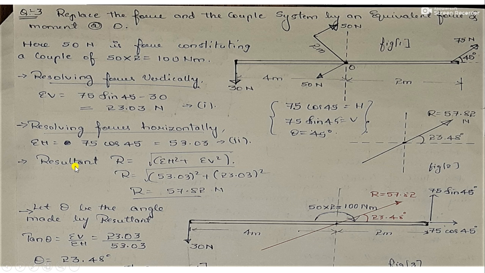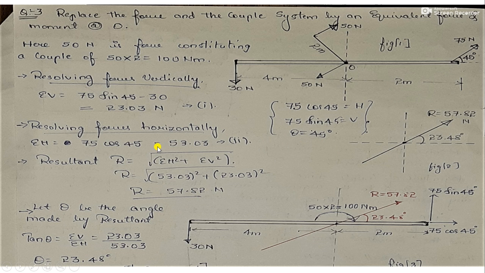After that, the third step will be the resultant. Your resultant will be R is equal to the root of sigma H square plus sigma V square. That is, you need to square them inside and then take the square root of it. So you'll get R is equal to 57.82. Now next, let theta be the angle made by the resultant. Now you need to know in which quadrant this resultant is acting.